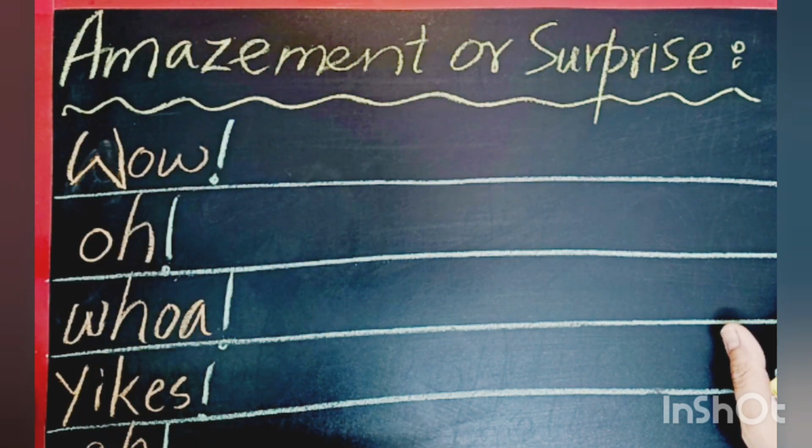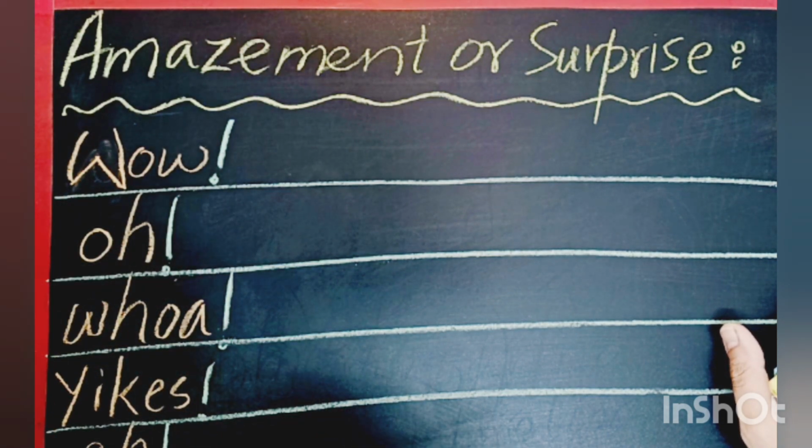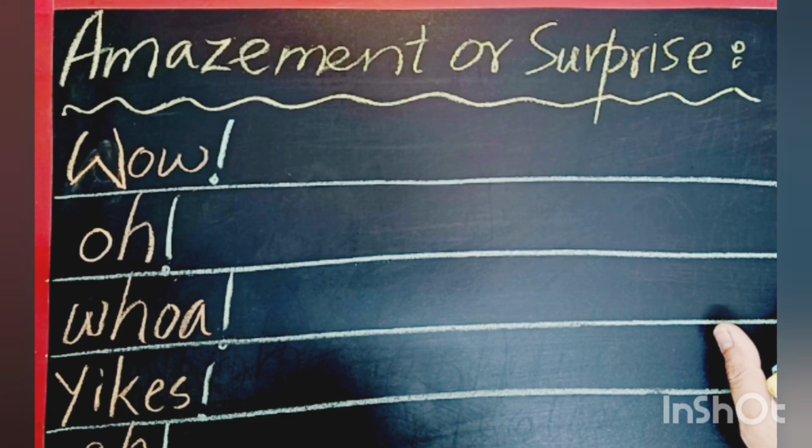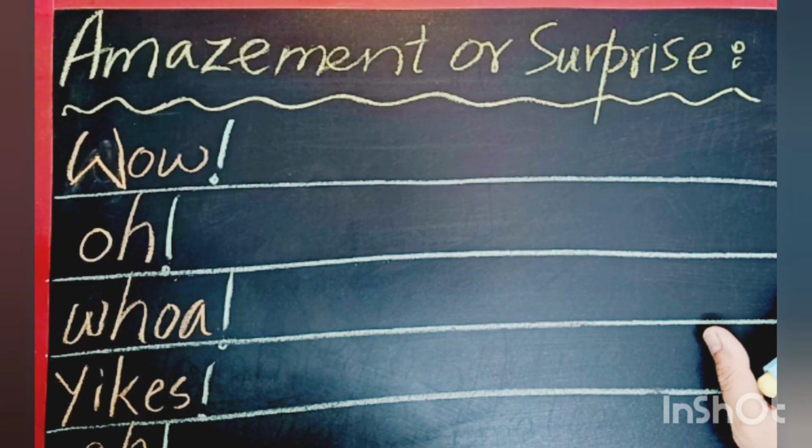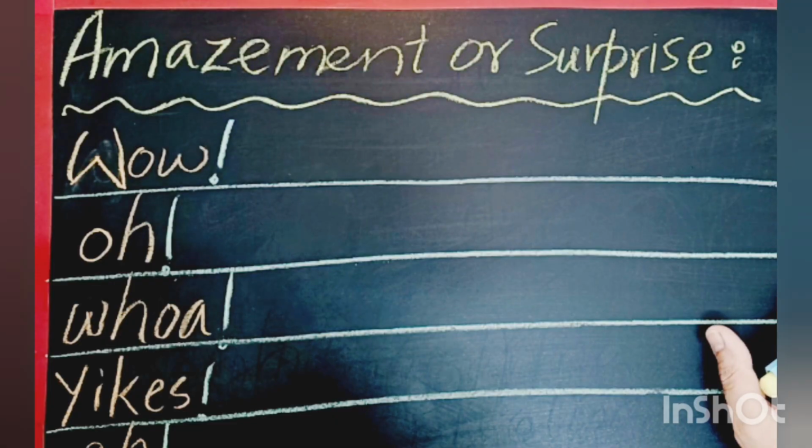Okay, so sometimes we say yikes when we are sad or disappointed, or when we don't like something. Yikes, that's a very bad color. Okay, ah, sometimes we use it for showing our sorrow. Ah, that's a very bad story. We are showing sorrow. Okay, let's go from wow till ah to learn the amazement and surprise in the interjections.